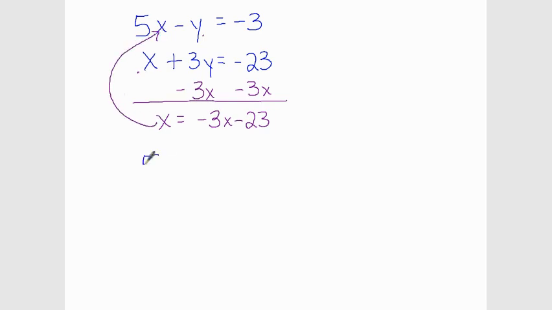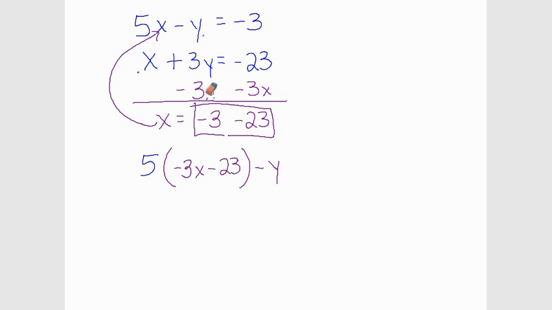So I get 5, and instead of writing the x, I'm going to write this expression instead. So -3x minus 23. Okay, and then write the rest of it. Minus y. Or, sorry, that should be y, not an x. Let me fix that. And now we've got what we had in the last problem. Let's go ahead and distribute our 5.